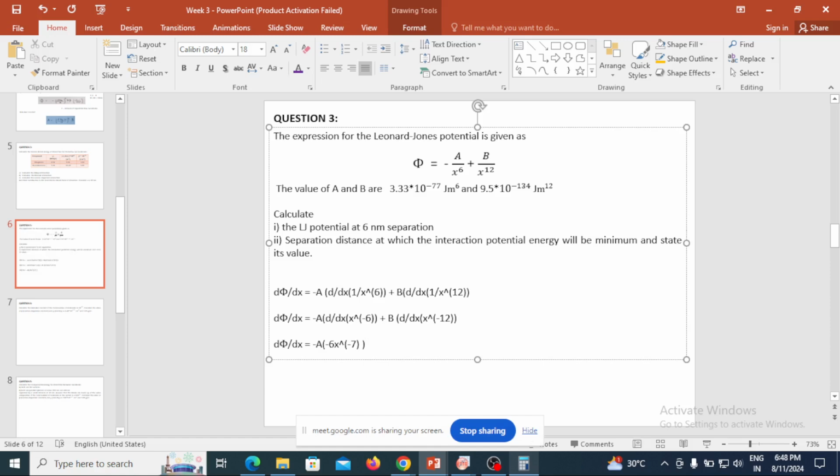So if you have x square, the derivative of x square is 2x, right? So you bring the exponent to the front, and then the exponent that is there you subtract 1. Plus b, it will be minus 12 x raised to the power minus 13, right? So this expression is equal to 0.